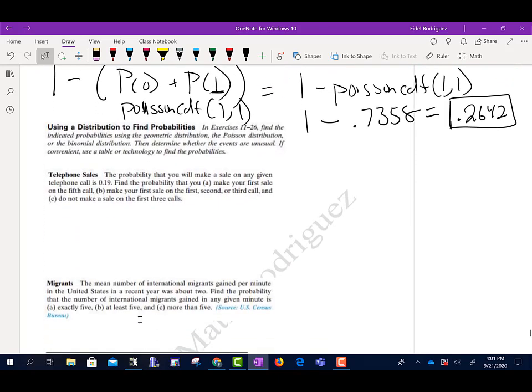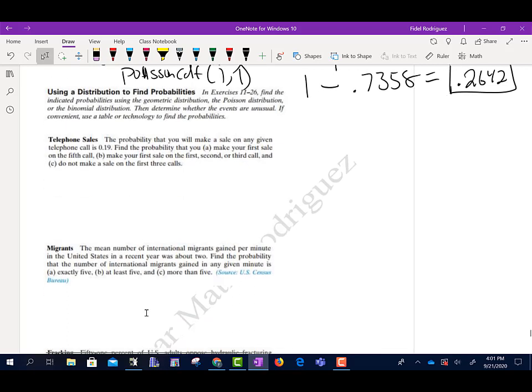All right. So we got a couple more problems here. Let's see if we can figure these out. The directions say, in these problems, find the indicated probabilities using either geometric, Poisson, or binomial distribution. Then determine whether the events are unusual. If convenient, use the table of technology. So guys, we're going to be using either the calculator or the calculator app to do these problems here. It just makes it so much easier to do.